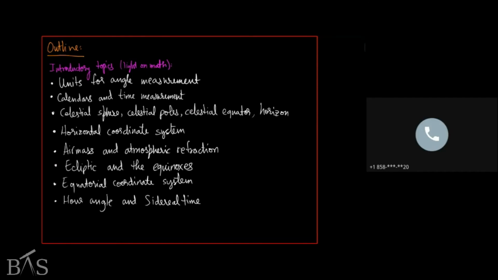We'll talk about the ecliptic and the equinoxes, and then we'll introduce the equatorial coordinate system, which is RA and DEC. And then finally, we'll talk about hour angle and sidereal time, and what the rotation of the Earth does to the stars, right?